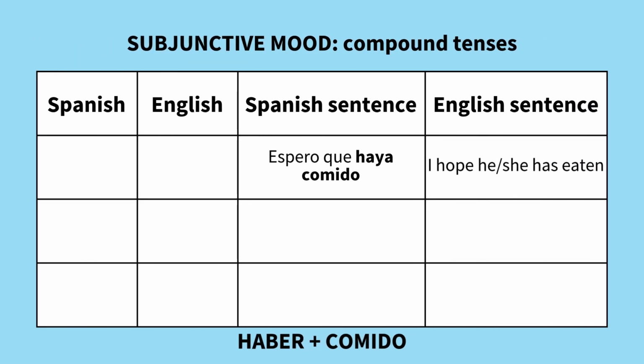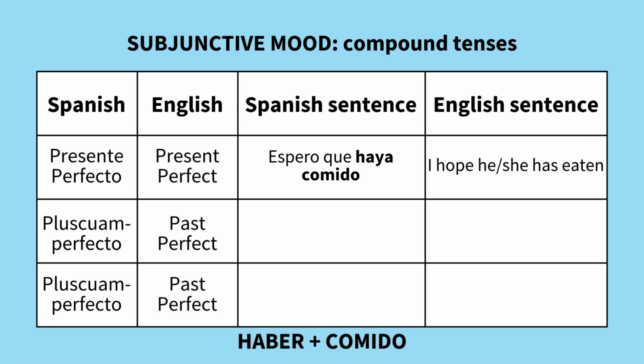For the compound tenses, there are actually three: present perfect, presente perfecto, and past perfect, the pluscuamperfecto, which there are two of as well, similar to the simple tenses. In present perfect, we could say something like espero que haya comido. Espero que haya comido. I hope he or she has eaten.